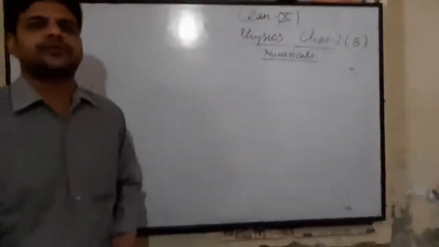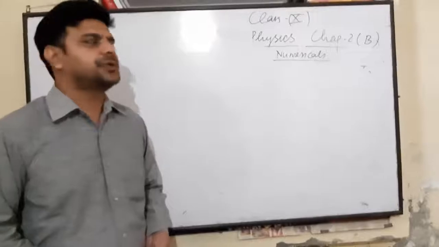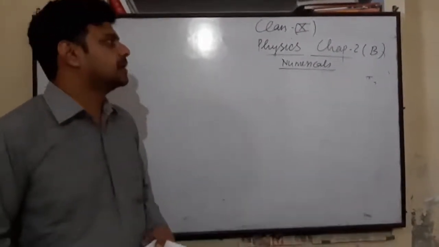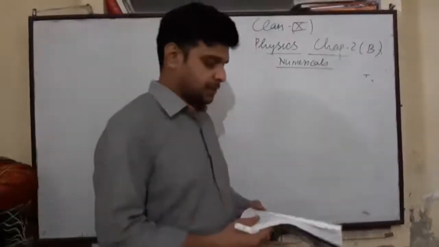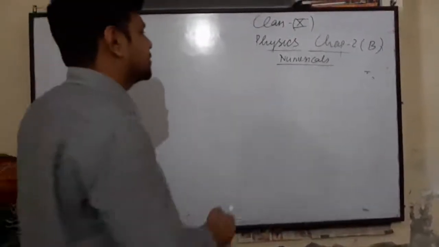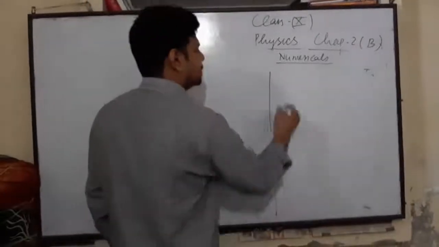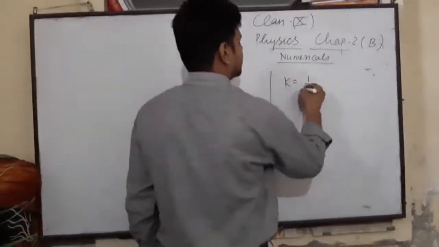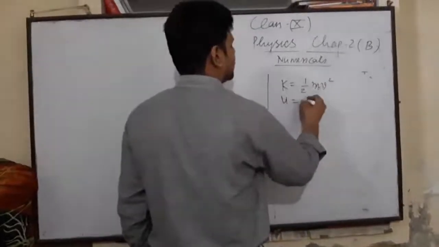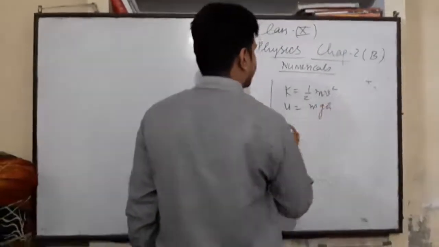Hello students, I will explain to you about kinetic energy and potential energy, and the expression for the work energy theorem. Today we will do some numericals of chapter 2B. In this chapter we will use the formula for kinetic energy, half mv square, gravitational potential energy, mgh, and the work energy theorem.